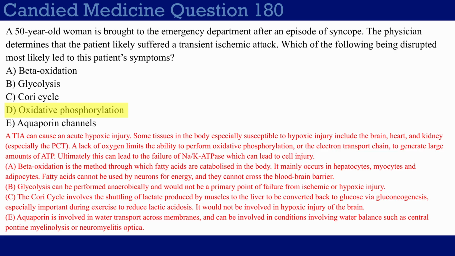So bring it back. Major things you want to take away from this question are: what are the tissues most susceptible to hypoxic injury? Your brain, your heart, your kidneys, especially the PCT of the kidneys. And you just got to remember some of these annoying terms from your undergrad that you might have forgotten. Oxidative phosphorylation, that's just electron transport chain. Sometimes I like connecting it back to your basic biochemistry knowledge.